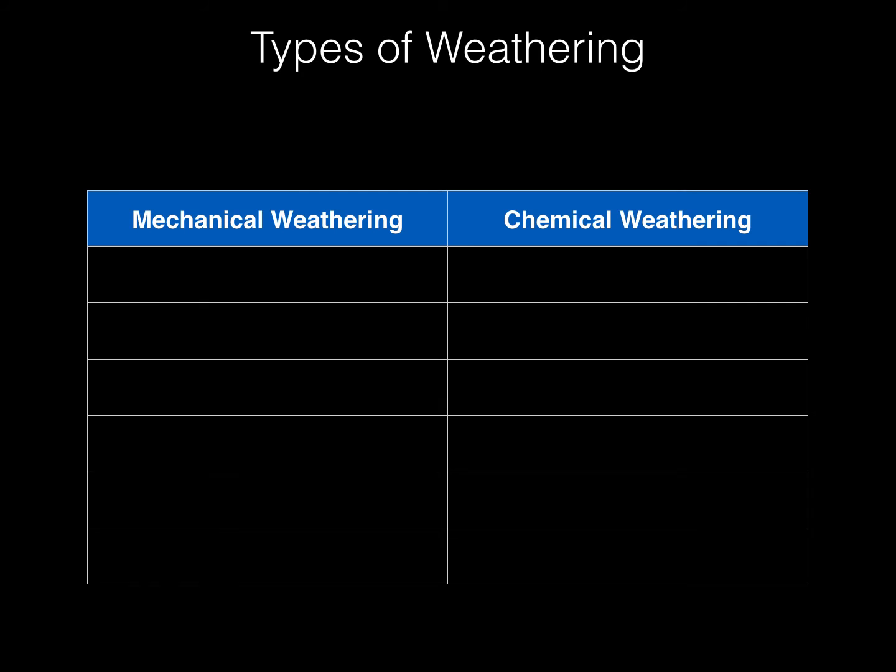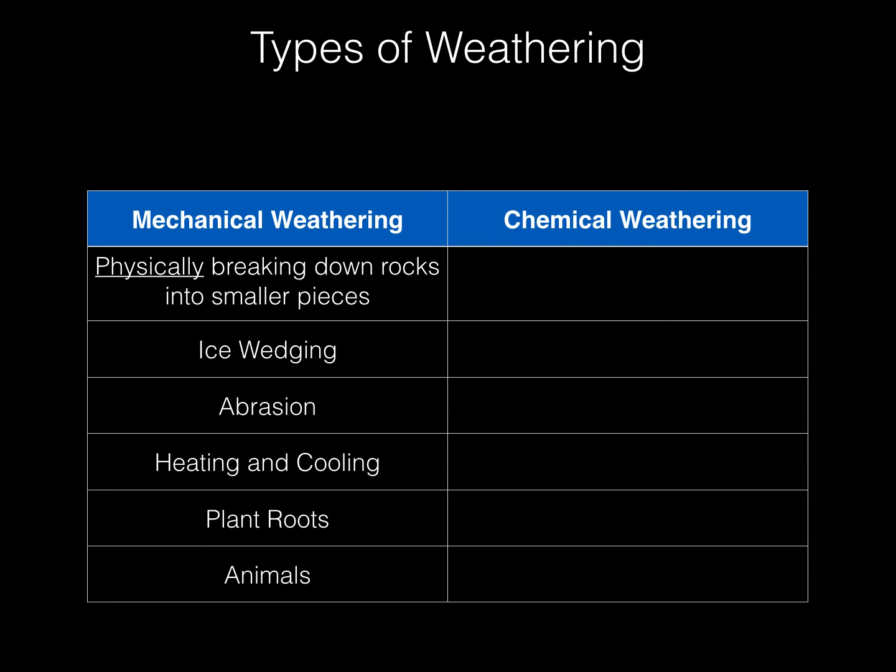You'll see this chart in the bottom of your notes. It's going to be kind of hard to see the lines. I apologize about the print. But the top box, which is bigger, will be where you put your definition for each. And then in the below boxes you're going to put examples of each of those types of weathering. So let's start with mechanical weathering.